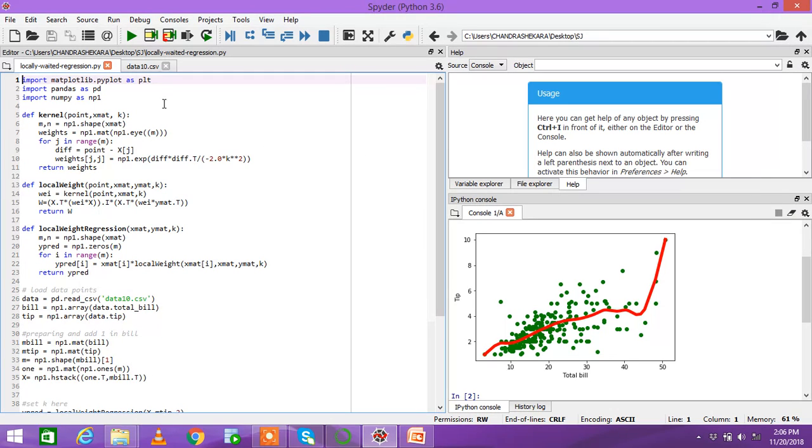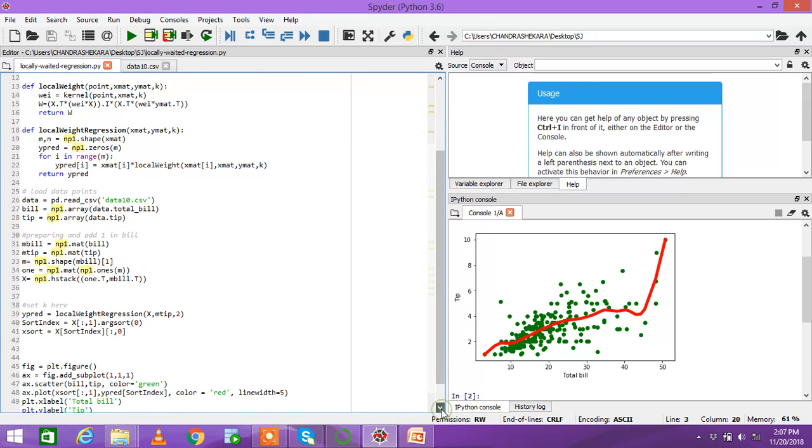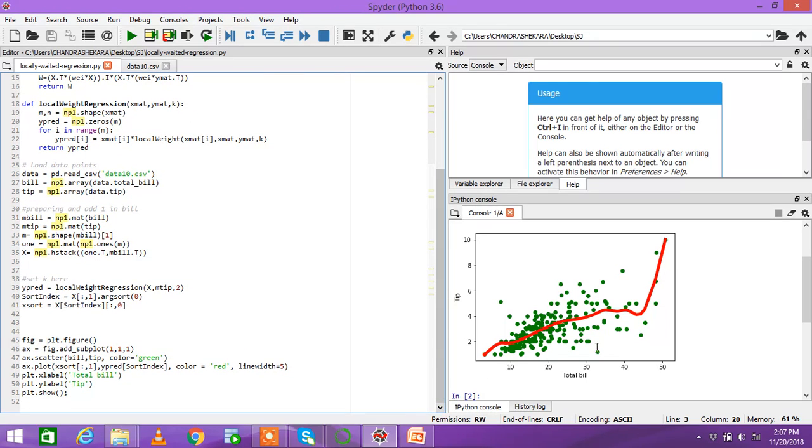Now let's see what that is. To plot the graph, we use matplotlib, and to store the huge amount of data, we are using pandas and numpy for the numpy array. Basically, we are plotting the graph with respect to bill and the tip.